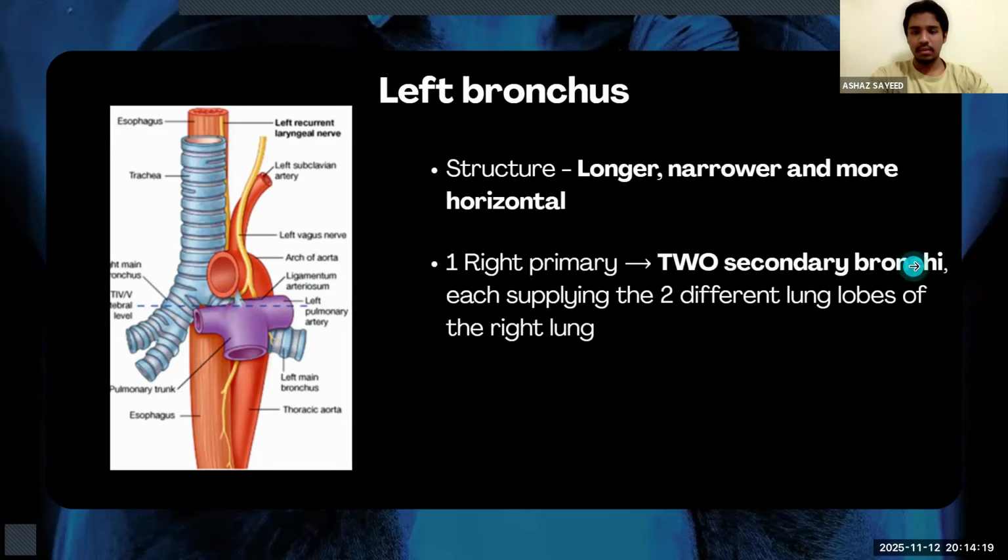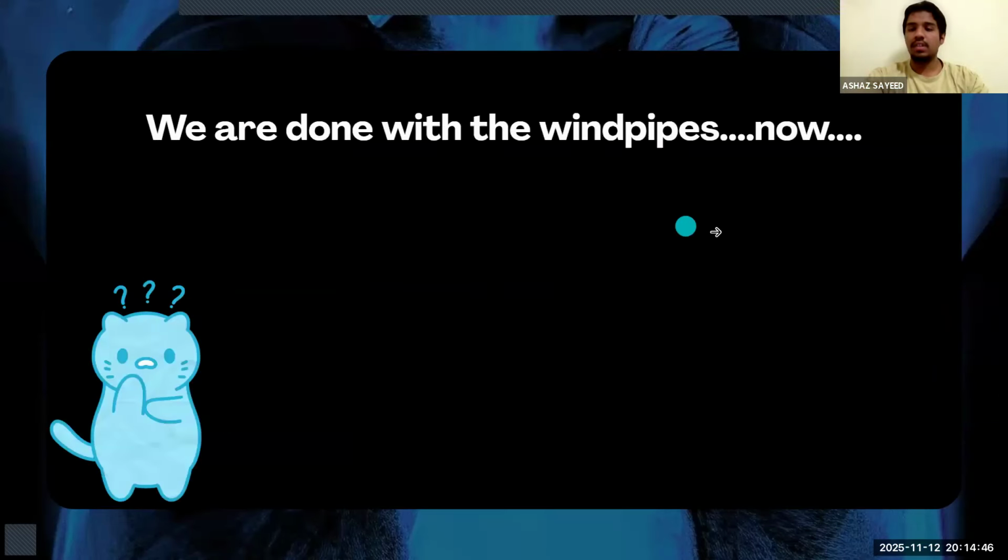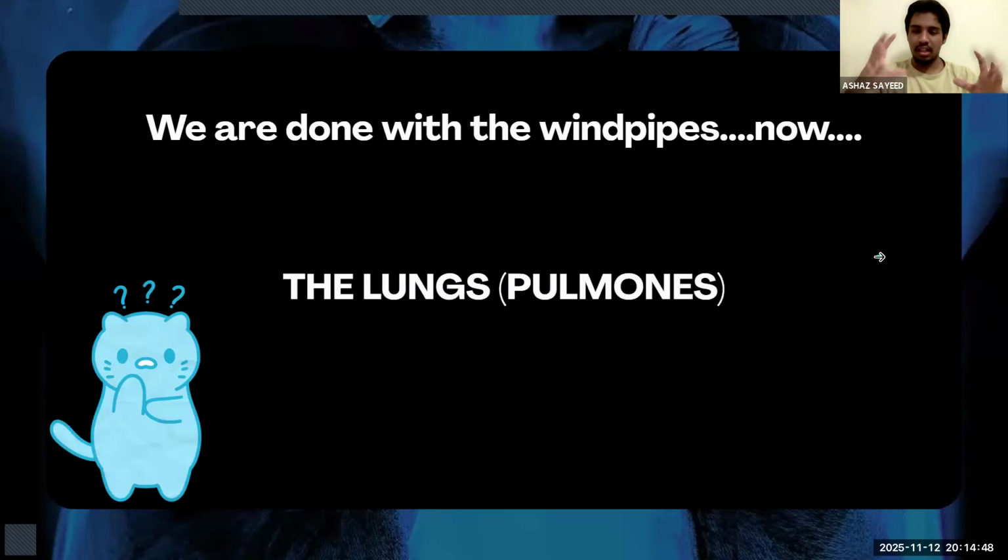Now, again, as I told you, the left lung has two lobes. It has two lobes, which means it has two secondary bronchi, each supplying the two different lobes of the left lung. I wrote right by mistake; I'll correct it. Again, both secondary divisions are below. Now we are done with the windpipes. Now we'll actually talk about the lungs, the spongy part. It's also called pulmons, but I never heard anyone using that.